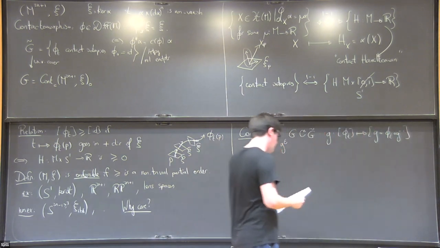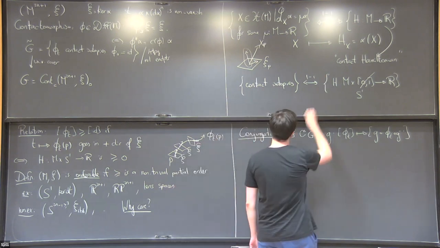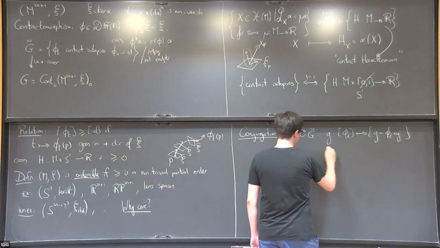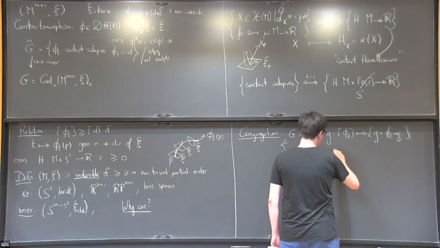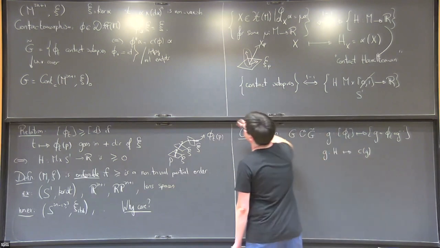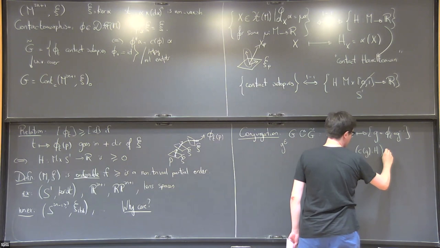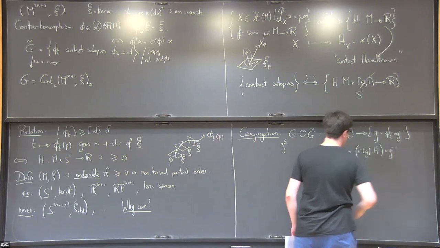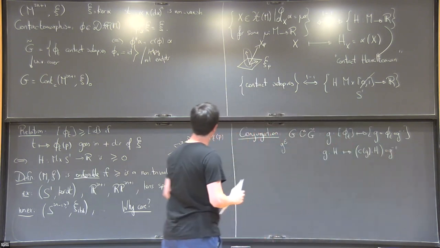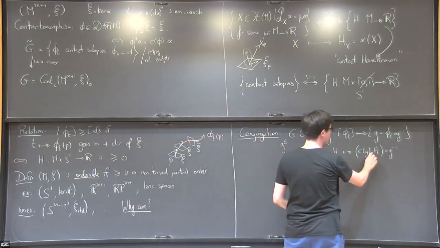You just conjugate it pointwise. And on functions, what does it do? If you take the associated function to this contact isotopy, it will just map H to the function C of G, which I defined earlier, this conformal factor, times H, and then you pre-twist by the inverse of G. So if you don't like any of that, you can think of this as just some kind of game that we play on functions.